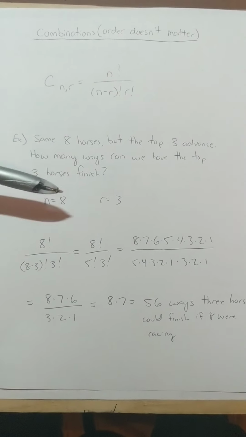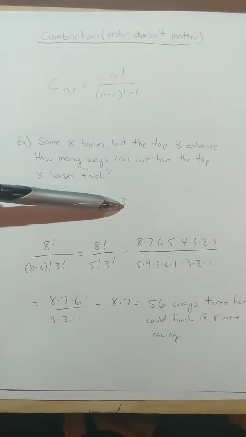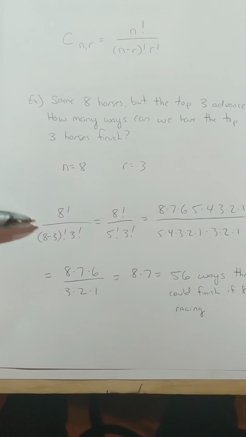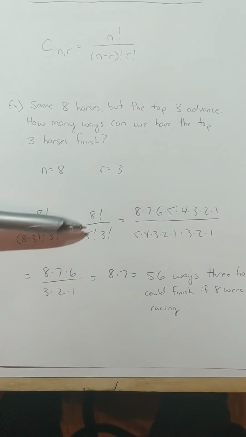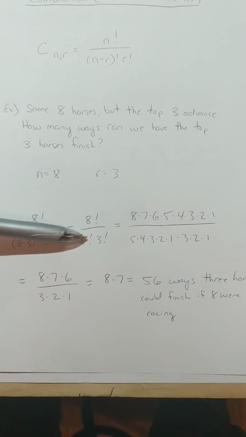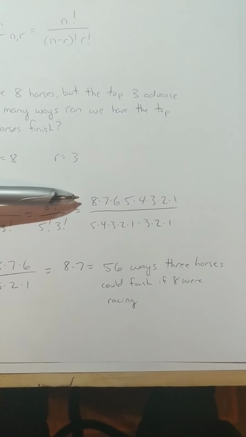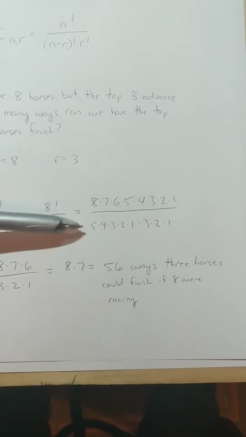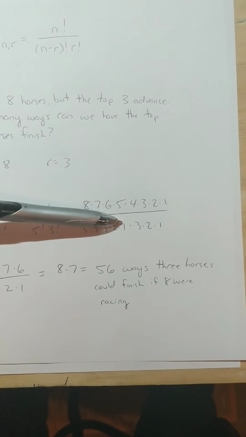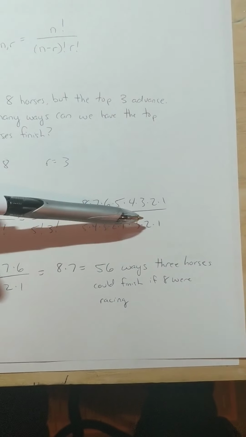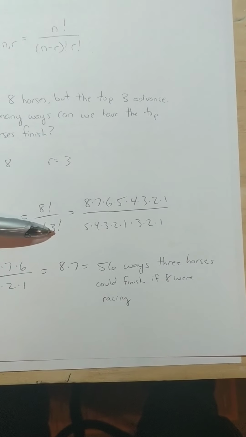n is still the same, and r is still the same, because we still have 8 horses, and we're still picking 3. And now when I go through and do the math, I would have 8 factorial over 5 factorial times 3 factorial, which translates to 8 times all of that, and then 5 times 4 times 3 times 2 times 1, that's 5 factorial, and 3 times 2 times 1 is 3 factorial.